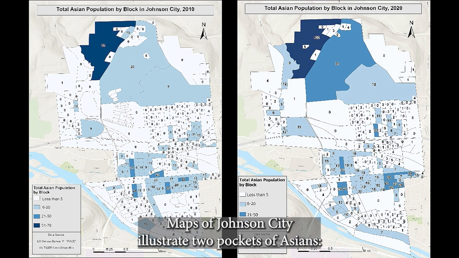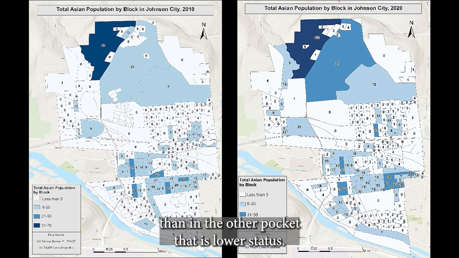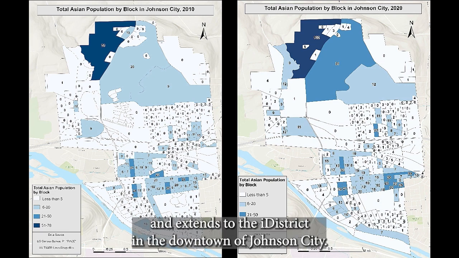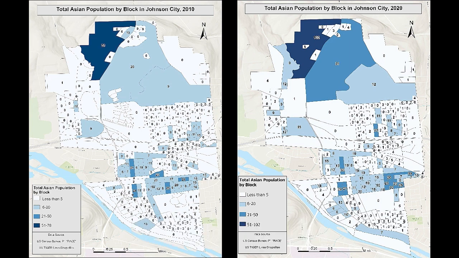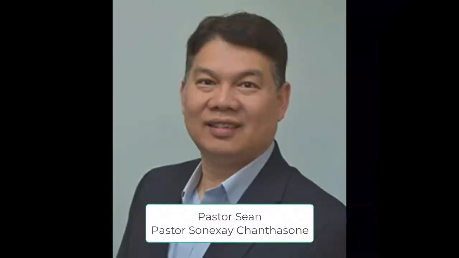Maps of Johnson City illustrate 2 pockets of Asians. One is in northern Johnson City, where socioeconomic status is higher than in the other pocket that is lower status. This pocket is in the north of Floral Park and extends to the I District in the downtown of Johnson City. The maps also indicate the growth of the Asian populations.